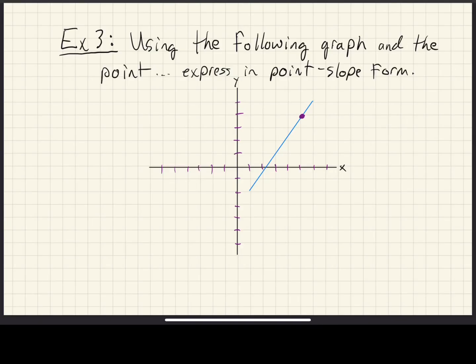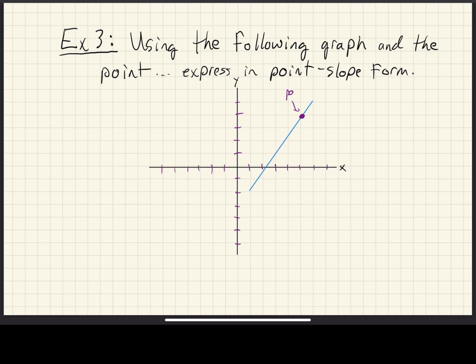Now, what if we're given just a graph and we're not actually explicitly given the slope or the points? Well, what we would do is, like we're going to do over here, we can use the graph to get the slope and get the point, or have some sort of reference point, and then convert it into y-intercept or point slope form. So it says use the following graph and the point.